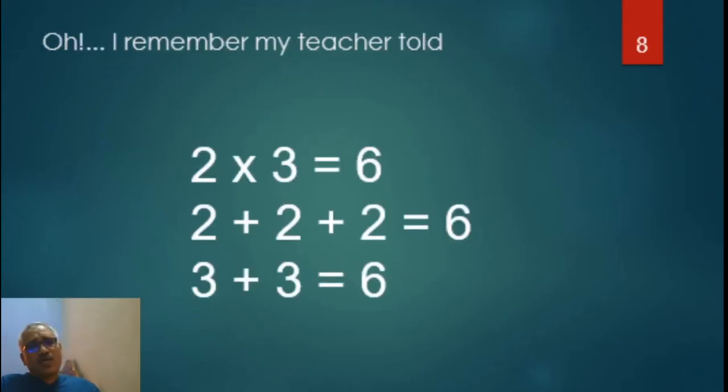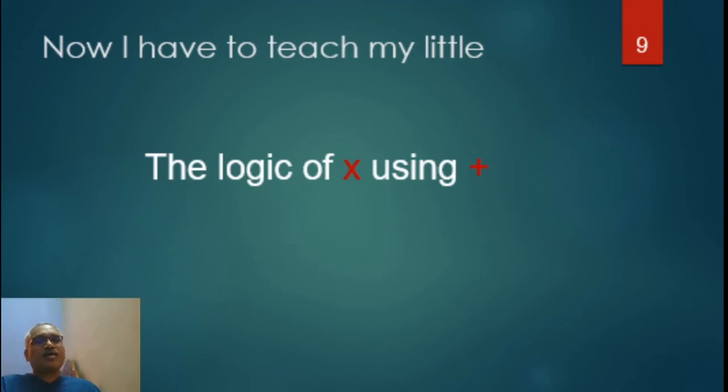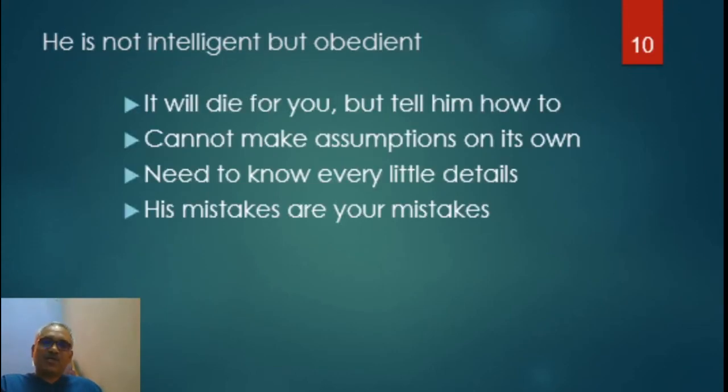Scratching my head, I remember my teacher in my school days told me that multiplication is basically addition. So 2 times 3 equals 6, which I can achieve by adding the number 2 three times, or adding the number 3 two times. 2 plus 2 plus 2 is equal to 6, or 3 plus 3 plus 3 equals 6. So now I have to teach my little computer the logic of multiplication using the plus. Doing this requires what is called a program.